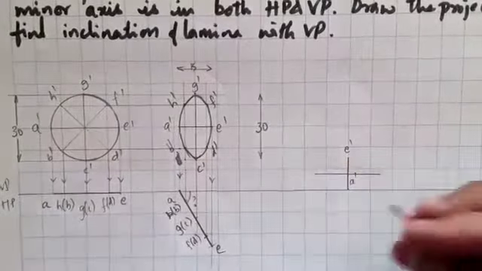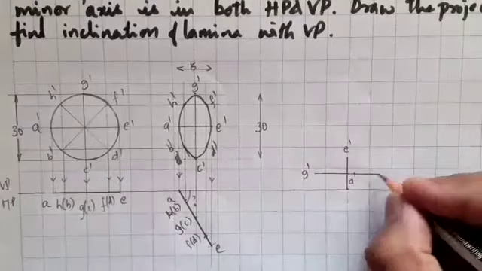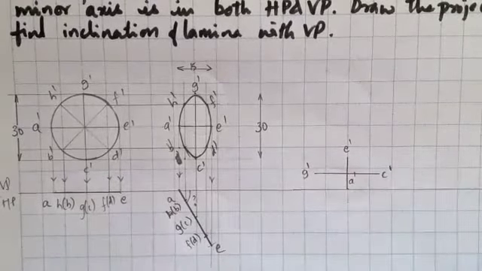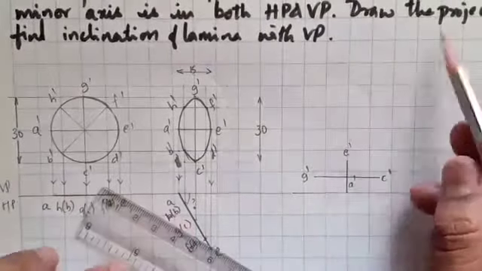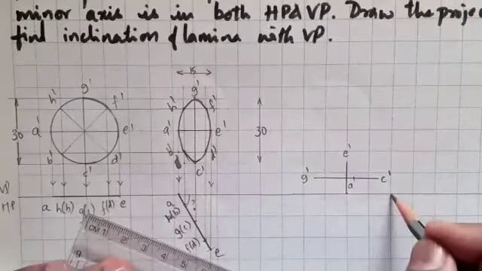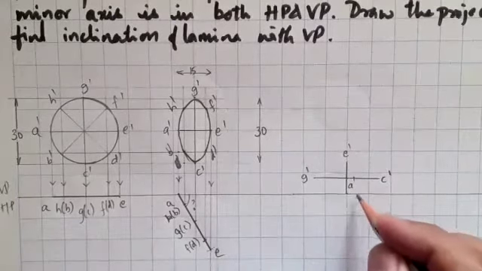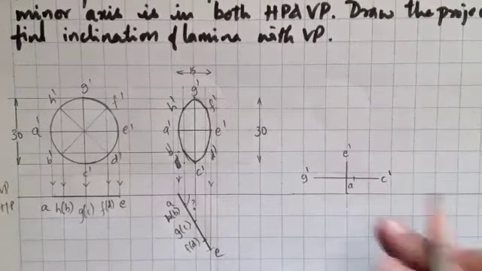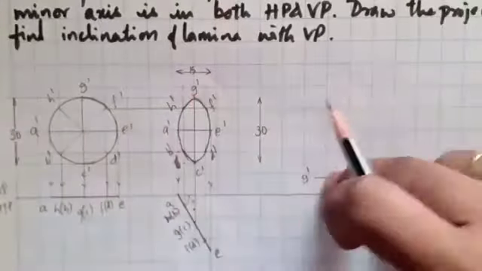So this A, G, and C dash is reconstructed in such a way that major axis GC is parallel to both HP and VP, and one endpoint A of the minor axis is lying on both HP and VP. It is touching like this. So I have shifted this ellipse to the new position.